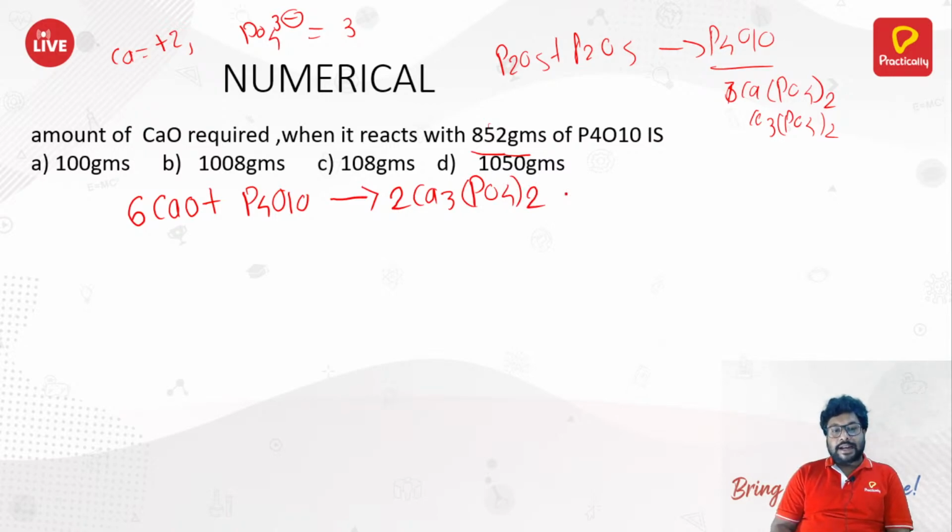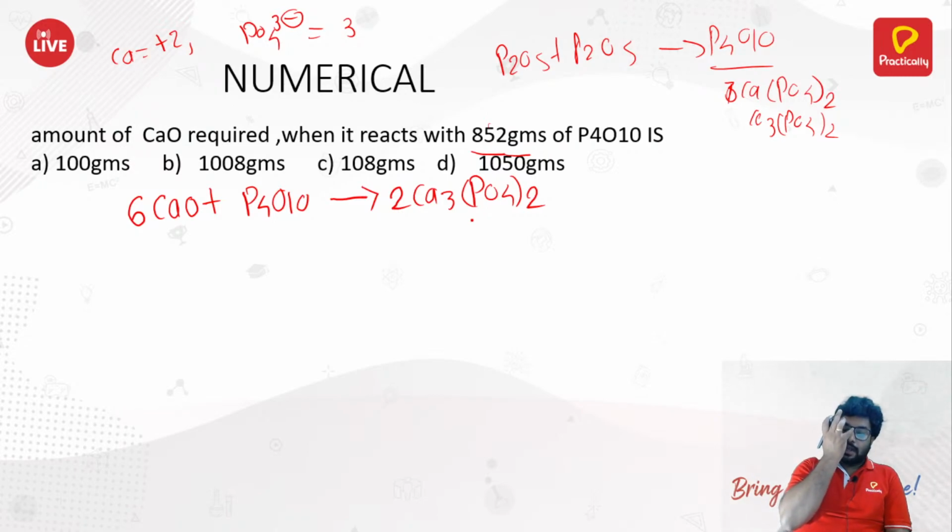On the left hand side, you got 6 calcium. On the right hand side, you got 6 calcium. On the left hand side, you got 16 oxygen atoms. On the right hand side also, you got 4 into 2, 8, 8 into 2, 16 oxygen. On the left hand side, you got 4 phosphorus. The right hand side, you got 4. That means the reaction is balanced. So this is the balanced reaction.